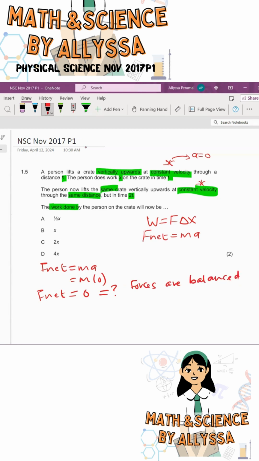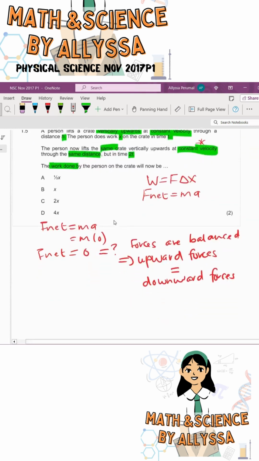What does that mean? In this case, we are looking at vertical motion. So it simply means that the upward forces are equal to the downward forces. And that is what we're going to use to understand this. So let's go down here. If the upward forces are equal to the downward forces, let's understand what is happening to this object.